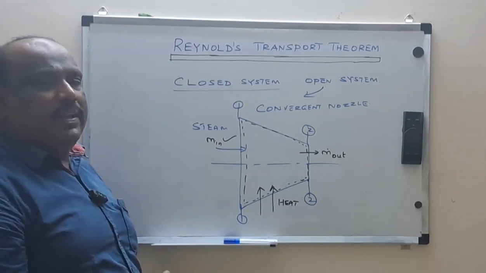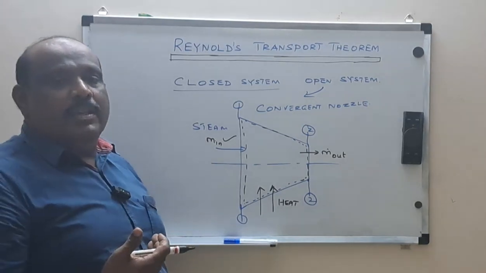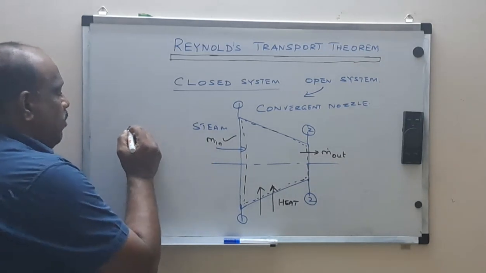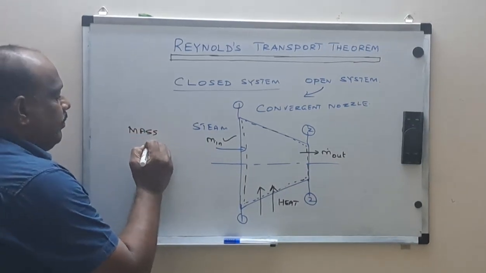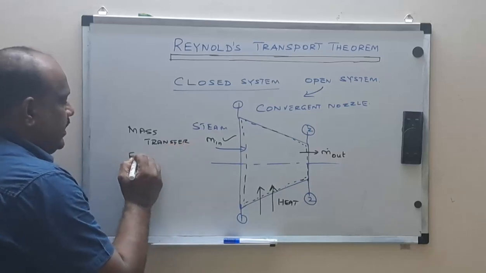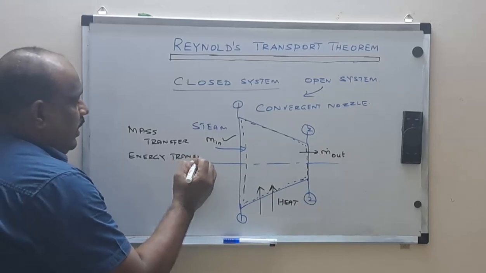Generally, we will not add work. Generally, the steam has the enthalpy energy, so in this case heat is added to the system. So there is energy transfer also taking place. So we can see that in an open system, both mass transfer and energy transfer take place.